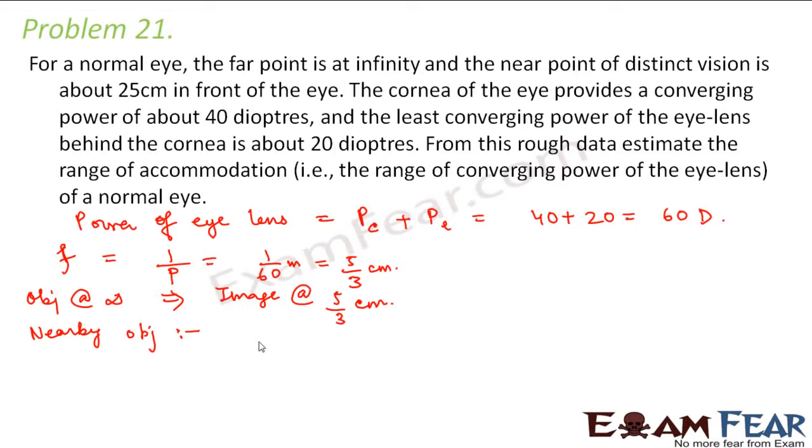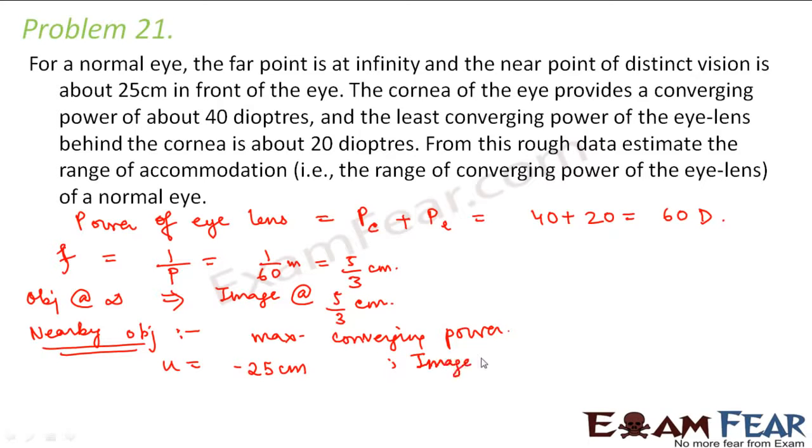For nearby objects, the eye lens will use its maximum converging power. Since the object is lying near, it will try to converge all the rays as soon as possible so that the image is formed at the retina. Now in this case, u is minus 25 centimeters. Right, I am talking about nearby objects. So it is minus 25 centimeters, and we know that the image in this case should form at the retina.